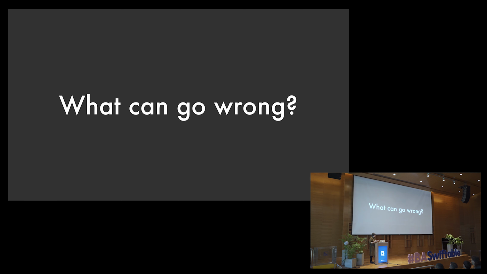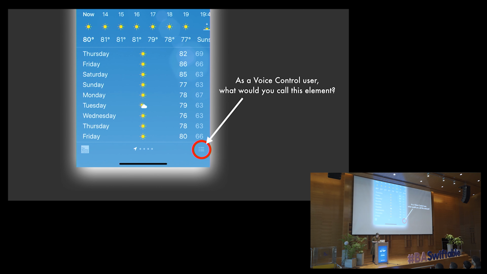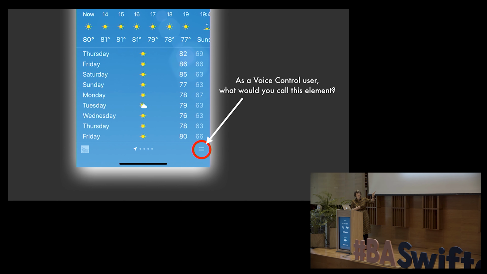So there are some things that, I don't know, go wrong sounds a little extreme. But if I was in Voice Control and I wanted to activate that button, what do I call that button? Is it maybe tap menu, tap hamburger, tap list?